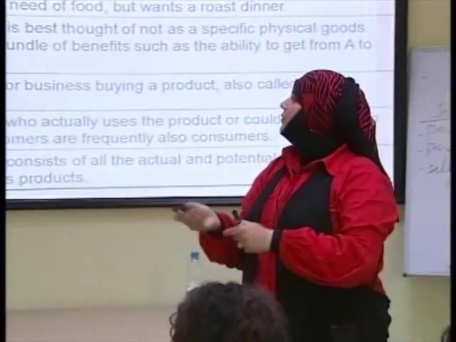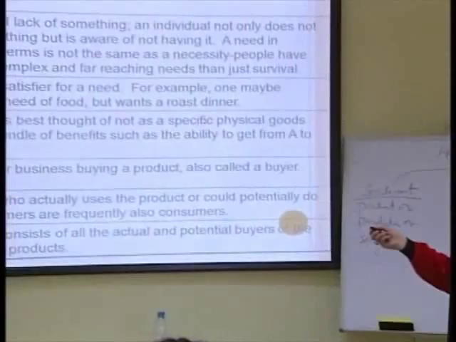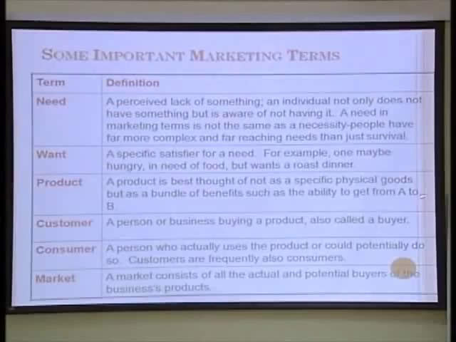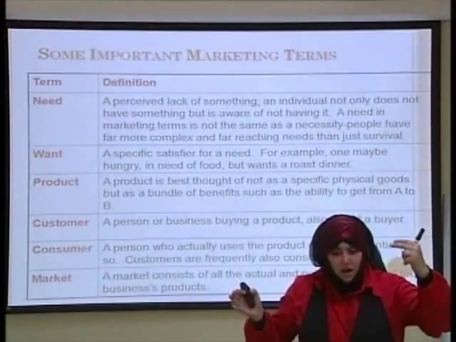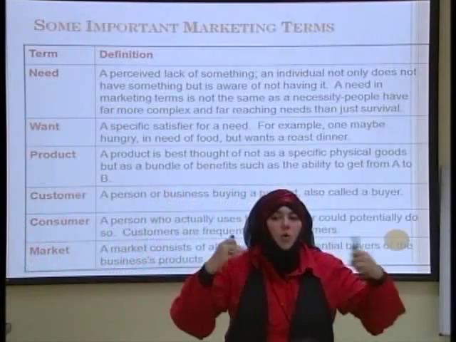A product? A product is best thought of not as a specific physical good, but as a bundle of benefits, such as the ability to get from A to B through having a car, for example. So when we think of a car, we think how a car facilitates going from destination A to destination B. How secure we feel when we drive our own cars, and so on.